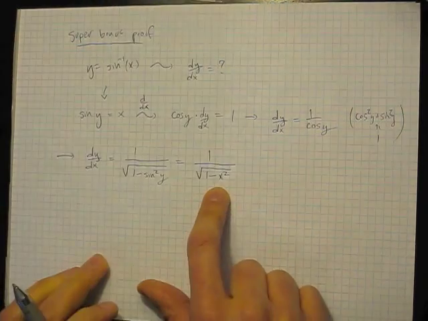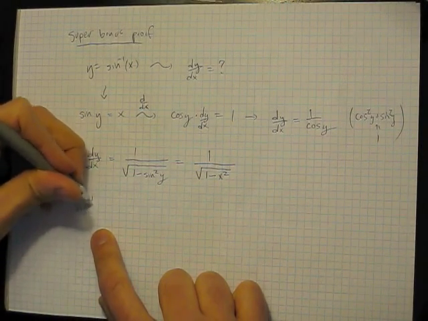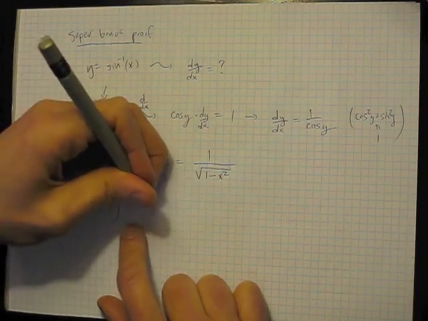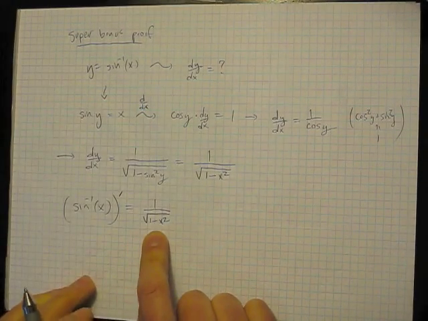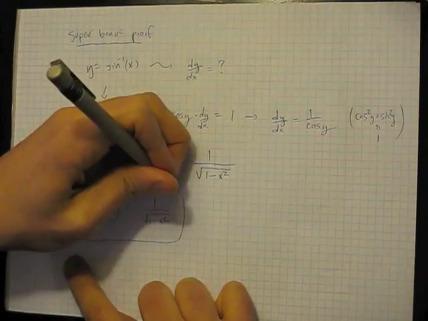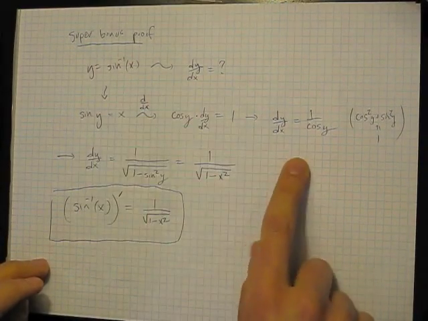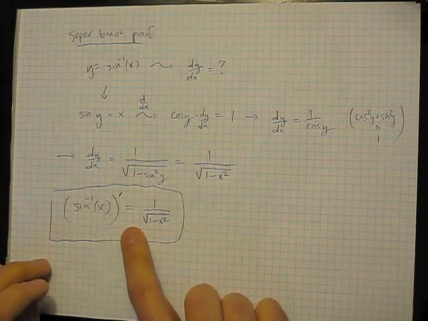Okay, so that means that the derivative of sine inverse of x, the derivative of this function, is 1 over the square root of 1 minus x squared. Okay, this is something you don't have to understand the proof of, but if you do, super bonus points. I'll ask you to prove it on a future exam. But you should know this.